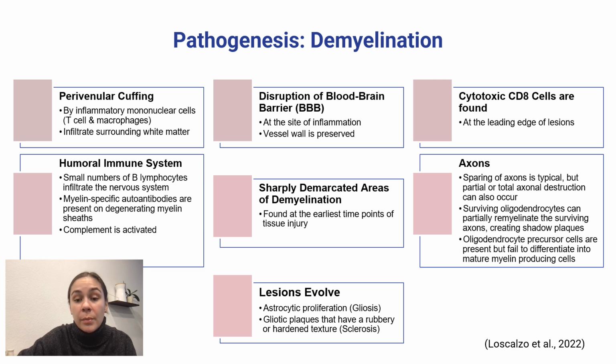The pathologic hallmark of an MS lesion includes the sharply demarcated areas of demyelination, which is evidence of myelin degeneration that is found at the earliest time points of tissue injury. The sparing of axons is typical, but partial or total axonal destruction may occur. The surviving oligodendrocytes, or those that differentiate from precursor cells, can partially remyelinate the surviving axons, producing shadow plaques. The oligodendrocyte precursor cells are present but fail to differentiate into mature myelin-producing cells. As the lesions evolve, there is prominent astrocytic proliferation known as gliosis. Gliotic plaques have a rubbery or hardened texture, also known as sclerosis.